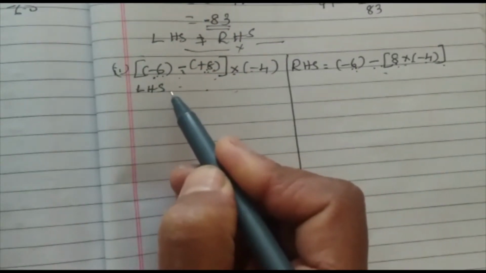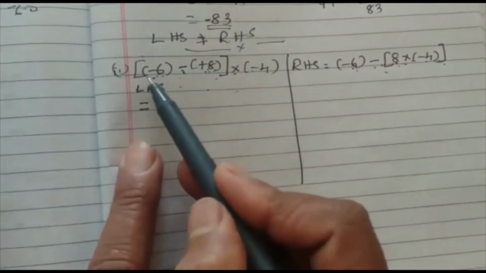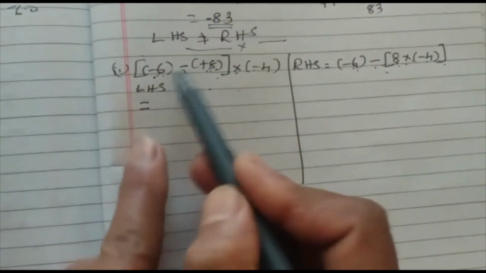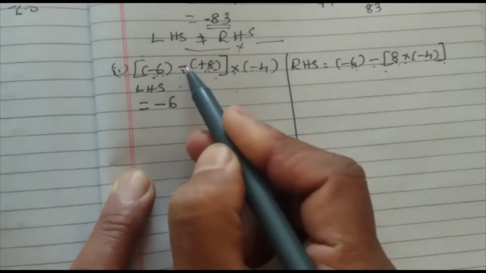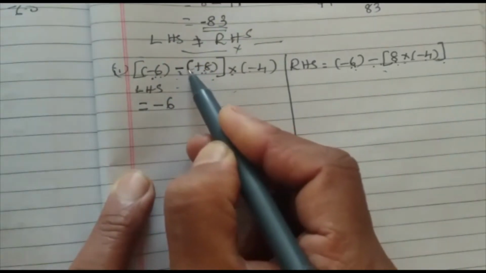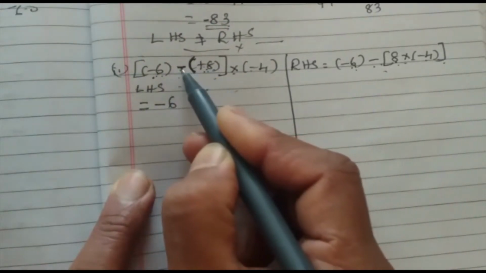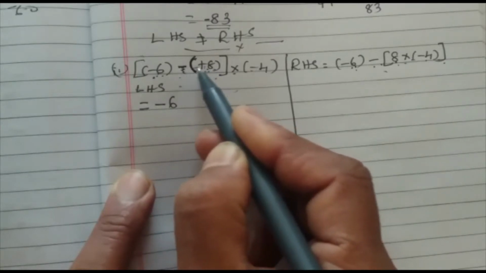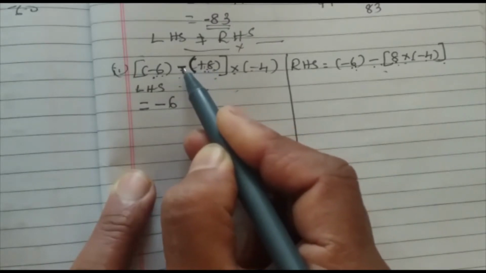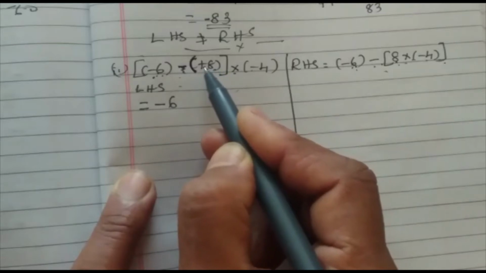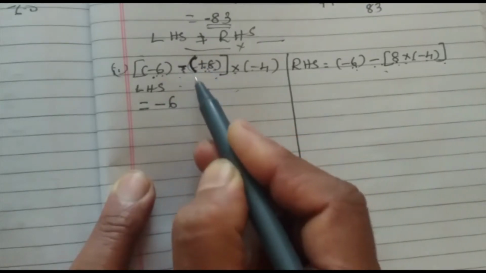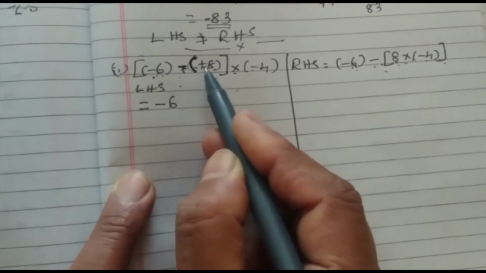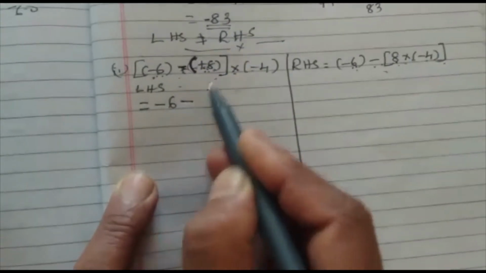Take the left hand side. What is the left hand side? As we know, we have to work within the bracket first. So within the bracket is what? Minus 6 as it is. And here minus, what is the meaning of bracket? Into. When 2 signs come one after the other, we have to multiply them and make it into one sign. Meaning of bracket is into, minus into plus. When you multiply two different signs, it is minus 8.